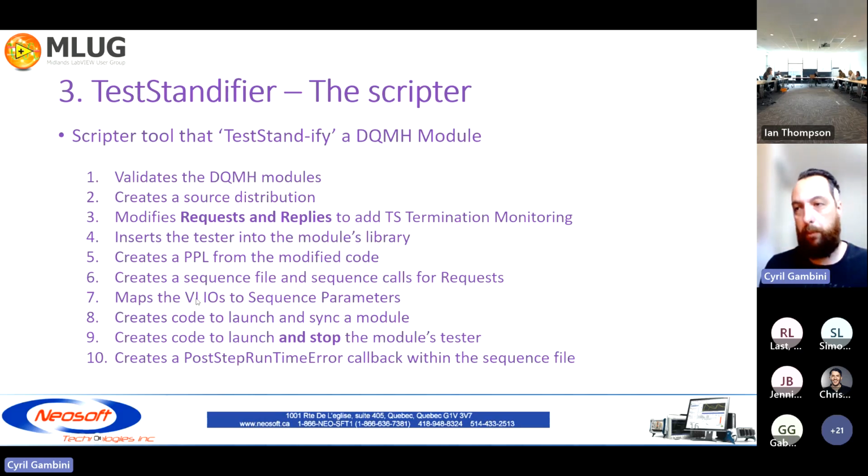And then we automatically map the VIs' inputs and outputs to sequence parameters. So your API is already ready to call the DQMH module. You've got nothing to do there. And we create code to launch and sync a module that really tackles the problem of aligning a socket index to a module ID when calling clonable modules. And we create code to automatically launch and stop the module tester. And we also create an error callback, so you won't have any excuse not to handle errors in TestStand. It's much more to force you to handle errors.